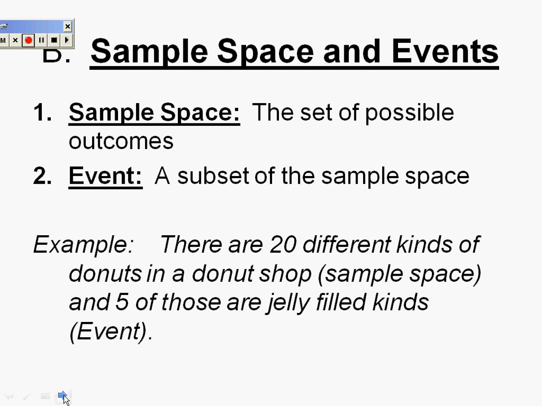So let's say they had 3 different kinds of jelly-filled donuts. They had lemon, raspberry, and vanilla. Now, how many different ways can the event occur? 3. Why is this important in probability? Well, you make a ratio or a fraction out of the event in the sample space. So if I say, what's the probability I'm going to pick a jelly-filled donut, it would be 3 out of 20. The event out of the sample space.